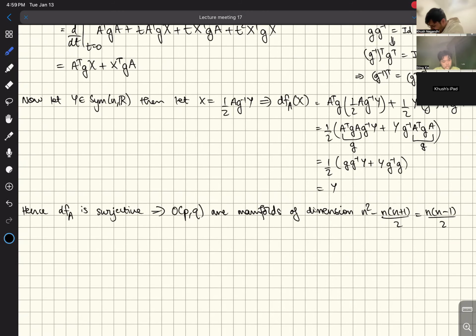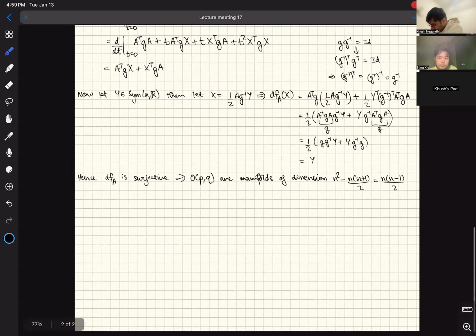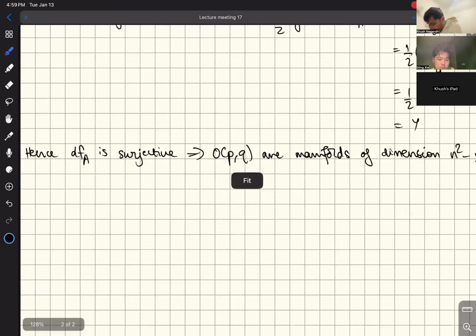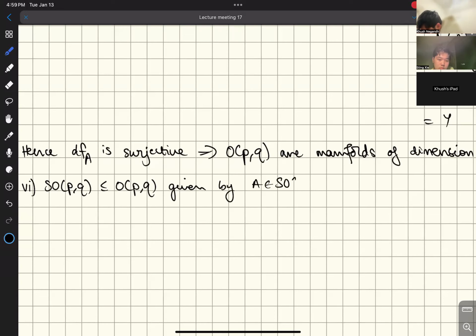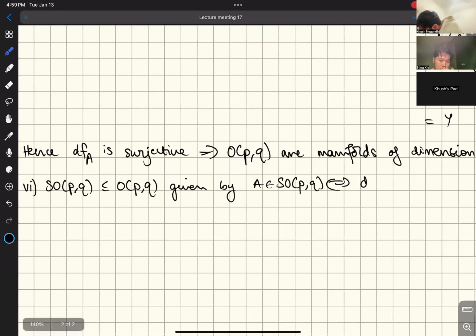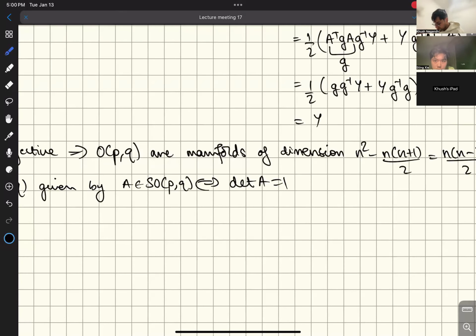Okay. So now moving on to six. This is actually more like 5B, so I'll call it that. And I'll call it six. SO(p,q), which is a subgroup of O(p,q) given by A is in SO(p,q) if and only if the determinant of A is 1, and A is in O(p,q).